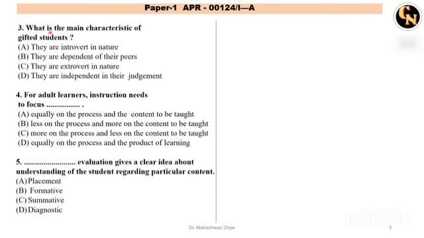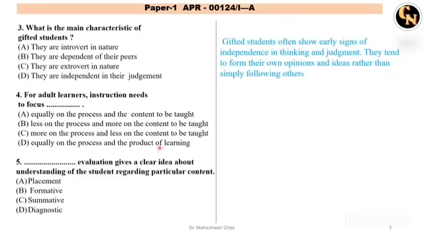Yeah, the next one is, what is the main characteristic of gifted student? So the gifted student, you know that they try to do the things on their own, and they are more independent in their judgment. They will not depend on others. So option D is the correct option. The gifted student often shows early signs of independence in thinking and judgment. They tend to form their own opinion and ideas rather than simply believing others. Correct? So your option D is the correct option.